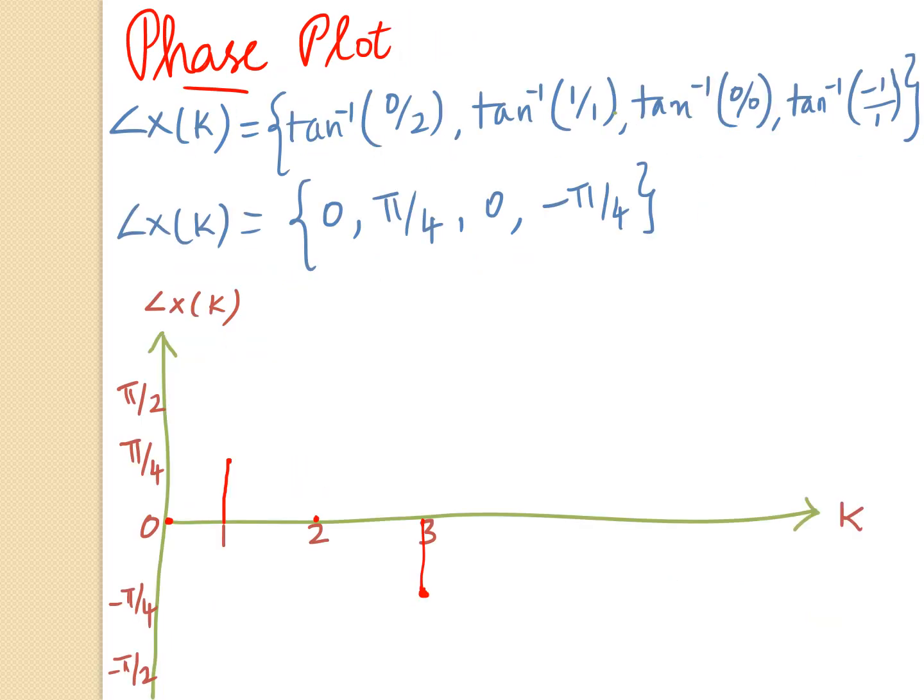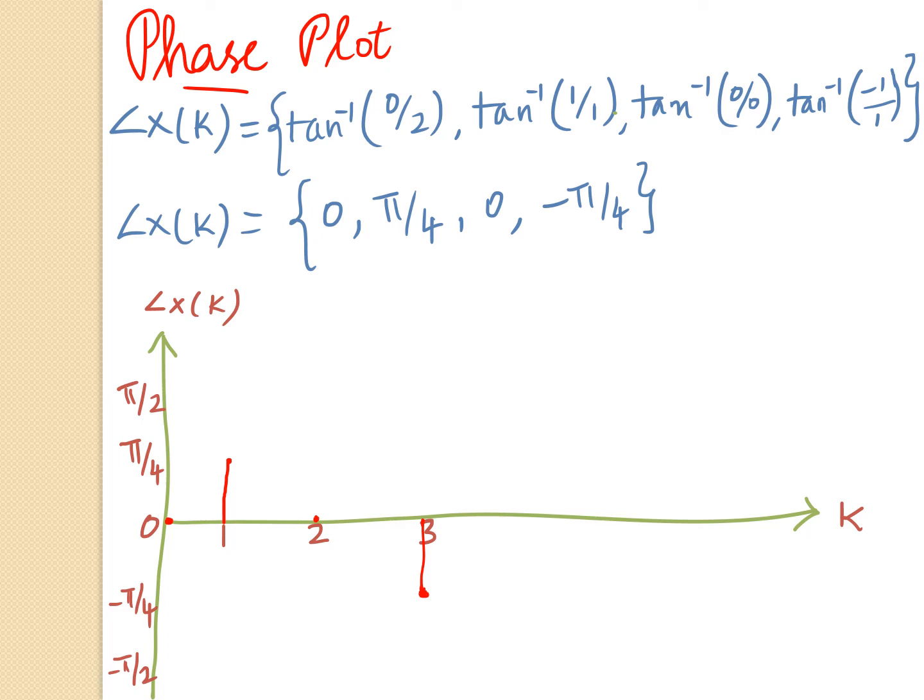And then the phase plot, angle of X of k. The angle of any complex number is found using the formula tan inverse of b by a, where b is the imaginary part of the complex number and a is the real part. So tan inverse of 0 by 2. The first element is 2, so the imaginary portion is 0, so we are writing it as tan inverse of 0 by 2.